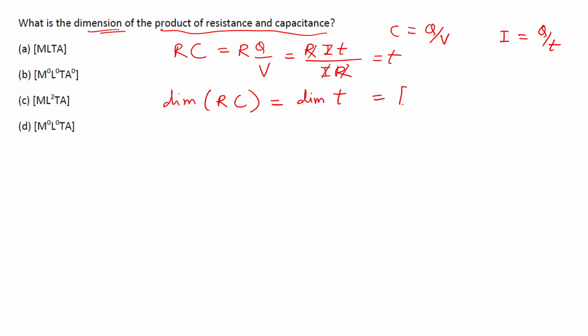The dimension of time we know is just T, right? So if we write with all these M, L, T, A, we can write M is 0, L is 0, T is 1, and A will also be 0. This will be the correct answer, not this. Yeah, this is the correct answer. So answer B is correct.